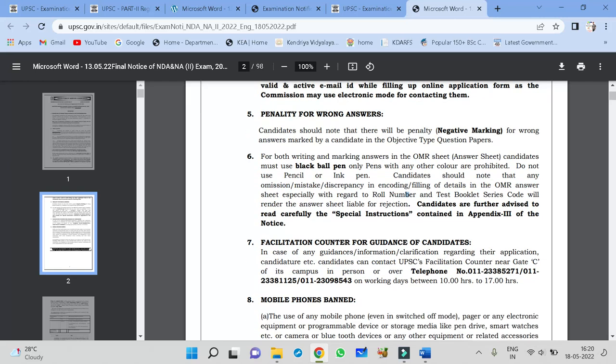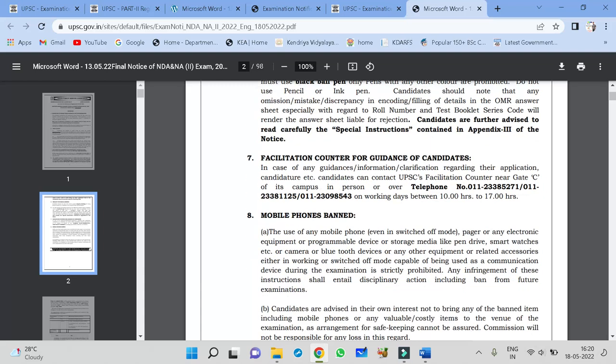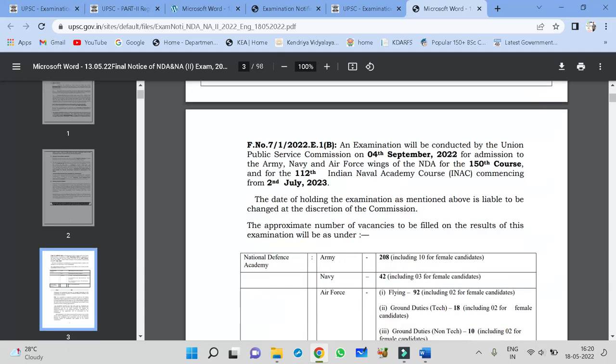How you have to write the exam? It will be an OMR sheet. So you have to carry only a black ball pen, not any other pen, not blue, not gel. It should be a black ball pen, right? So you have to remember that. Other things, mobile phones are banned, everything they have given, right?